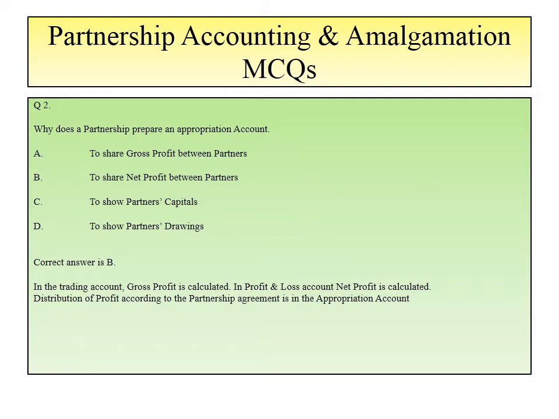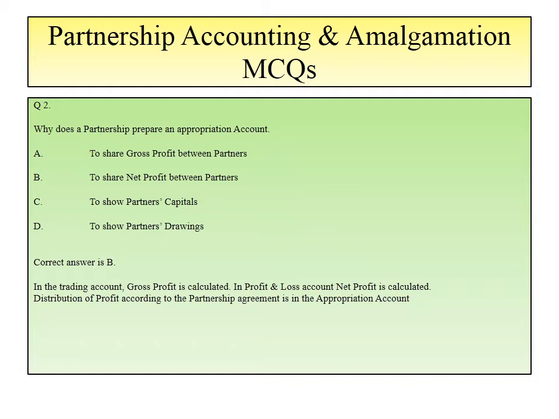तो profit and loss account पहले बनाया जाता है, and then the net profit is distributed among the partners according to their already agreed ratio. If it is 50-50 then 50% is given to one partner and 50% is given to the other partner, or if it is something else then it is divided according to the already agreed partnership ratio. Distribution of profit according to the partnership agreement is in the appropriation account. This is the answer for this.